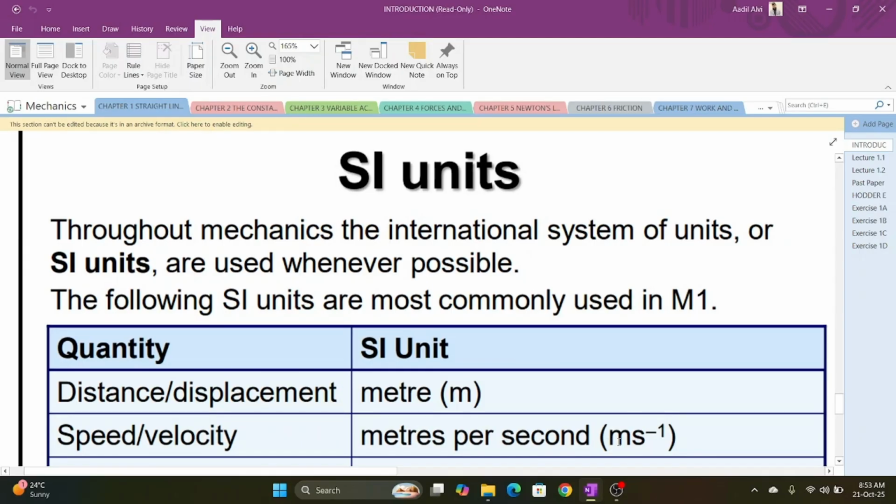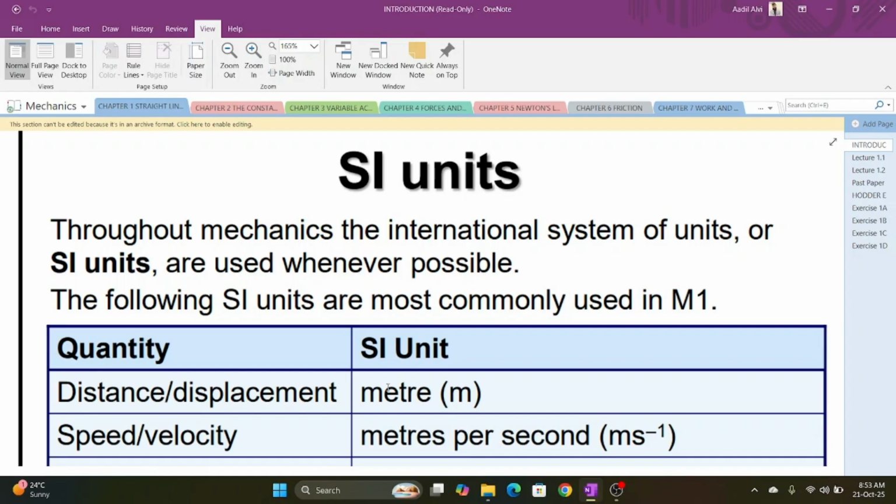Now meters per second, you might be used to writing in a different manner, but now you have to write it in this manner. Also, just because distance and displacement are measured in meters does not mean that you cannot use other units. It could also use kilometers, centimeters, or millimeters.